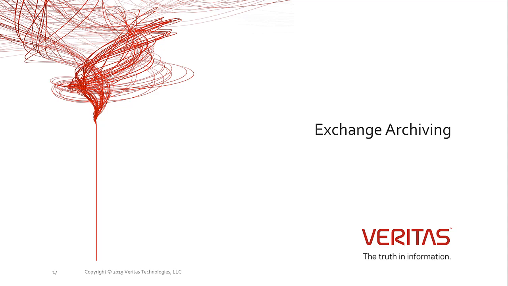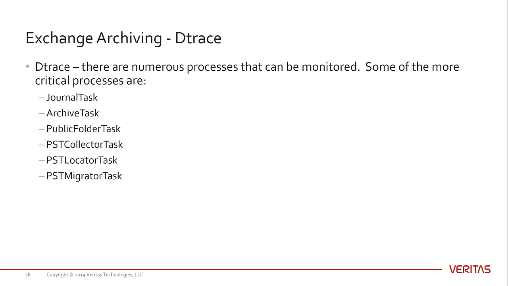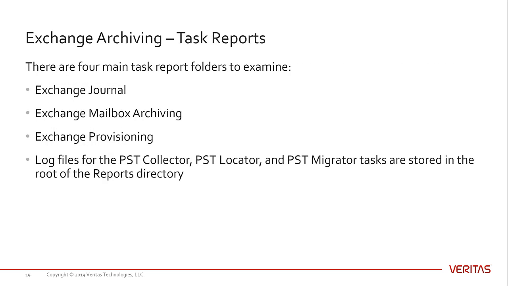Exchange archiving. dtrace. There are numerous processes that can be monitored. Some of the more critical processes are journal task, archive task, public folder task, PST collector task, PST locator task, and PST migrator task. There are 4 main task report folders to examine as well.